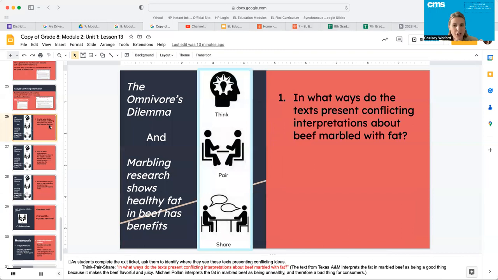All right, guys. So, in what ways did the text present conflicting information or interpretations about beef marbled with fat? I want you to answer this with your elbow partner right now. How was the information conflicting?